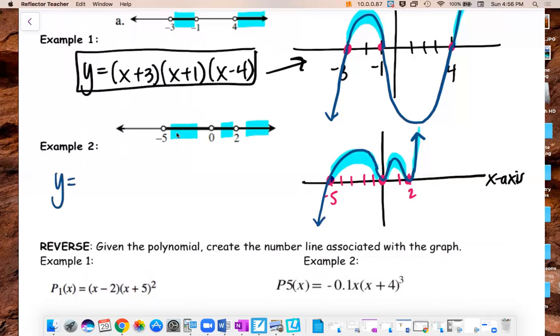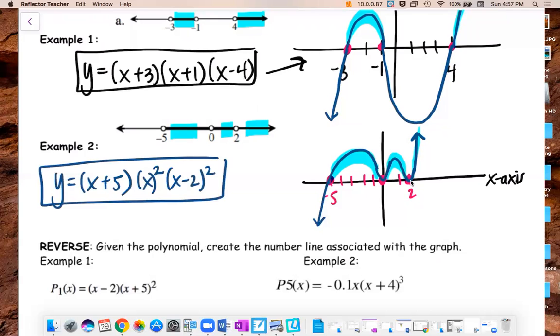So if we've got an x-intercept of -5, the factor is going to be x plus 5. We have an x-intercept of 0, that's just going to be an x. Now something weird happened at 0, right? This bounced off the x-axis, so that means it's going to be squared. And then if we have an x-intercept at +2, this is going to be x - 2, and then it also bounced off here, so this is also going to be squared. So that's your equation, and that's the polynomial that goes with that number line.